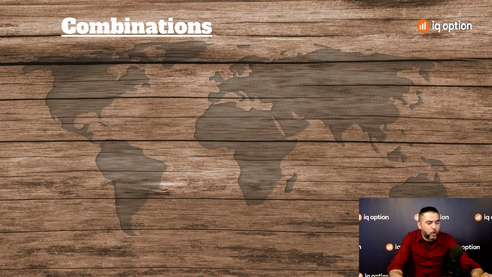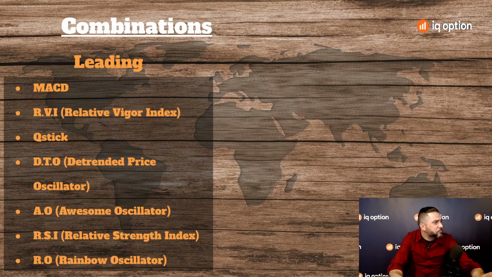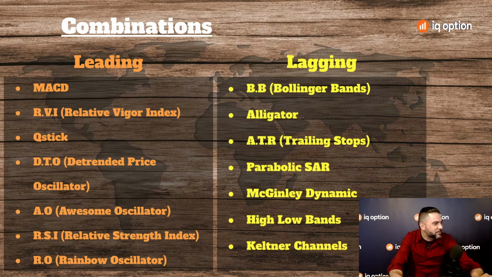Now let's look at some other combinations that are possible. For leading indicators, others we can use here are the MACD, as Alexander mentioned earlier, and then RVI, Q-stick, DTO oscillator, the AO, RSI, and RO. That was a mouthful trying to get those DTOs in. And then lagging indicators: Bollinger Bands, alligators, ATRs, parabolic SAR, the McGinley Dynamic, high and low bands, and Keltner channels. Really good stuff to use for all MAs.